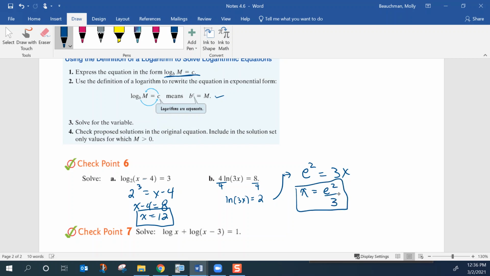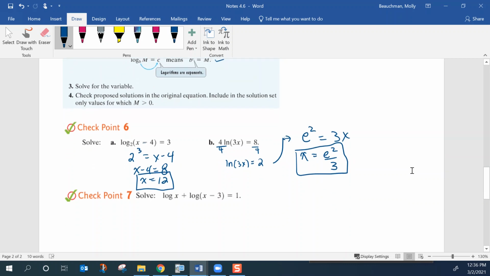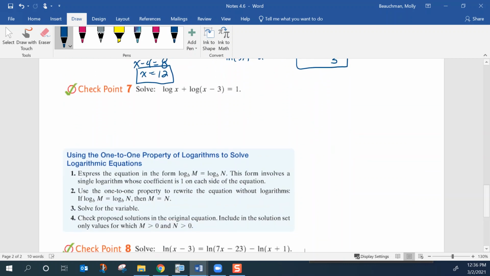So this would be your exact answer, and if you needed it to a couple of decimal places, then you could use the calculator. Next example, using this technique, rewriting a side to a single logarithm. We have log x plus log x minus 3 is equal to 1. These two logarithms have the same base. That means that we can combine them using the product property. So this is going to be the log of x times x minus 3 is equal to 1. That gives us the log of x squared minus 3x.